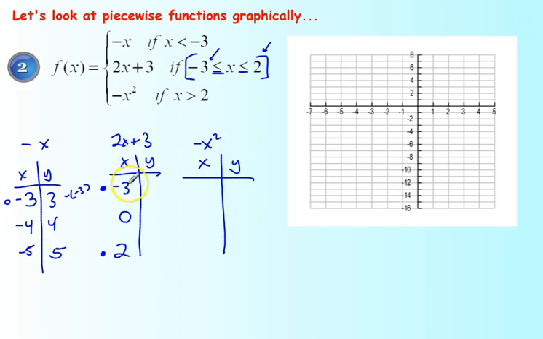2 times negative 3 is negative 6. Negative 6 plus 3 is negative 3. 0 times 2 is 0, plus 3 is 3. 2 times 2 is 4, plus 3 would be 7.